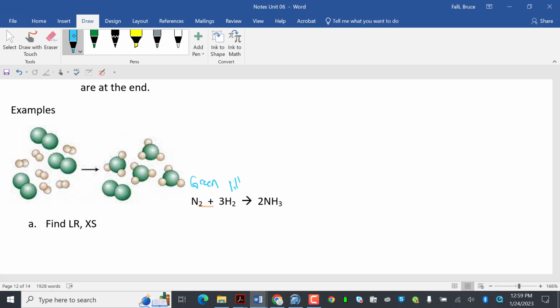So what happens is, if I write this out, I need 3 and 2. So get rid of 1, 1, 2, 3. Get rid of 1, 1, 2, 3. Excess is big green, so excess is N2. Limiting reactant is H2. Why? Because that's what I had left over, right? And if you look right here, this is my excess that's left over, right?